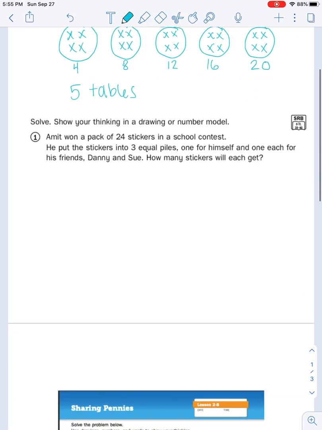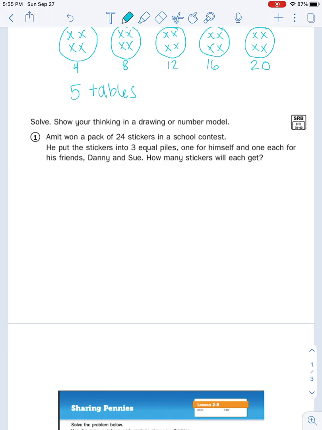Okay, let's look at this next one. Amit won a pack of 24 stickers in a school contest. He puts the stickers into 3 equal piles, 1 for himself and 1 for each of his friends, Danny and Sue. How many stickers will each get?